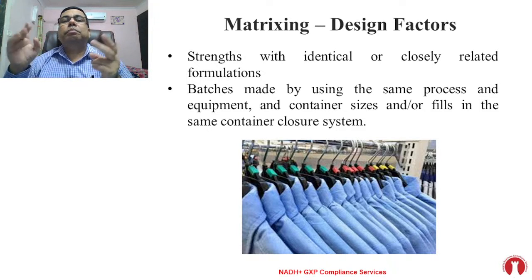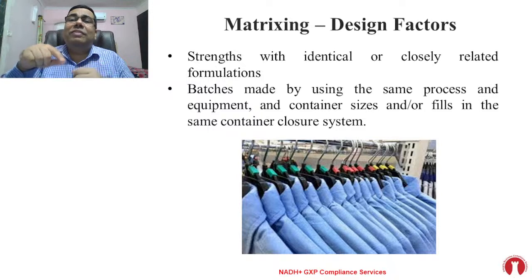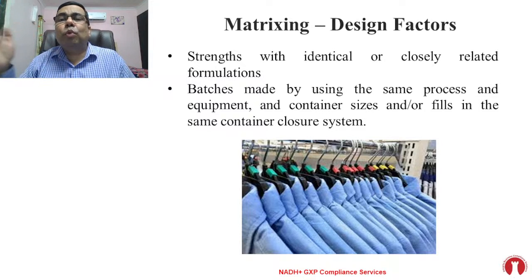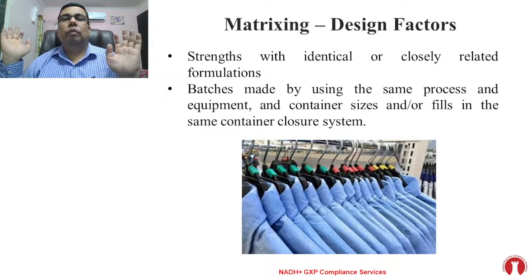Second is batches made by using the same process. Whatever the different batches are, they should be manufactured with the same process, same equipment, and packed in a similar container closure system, sizes or fills. Then only you will be able to apply the matrixing approach, right? Hope everyone is clear with this. Very clear message, and my voice is also very clear. Words are very clear, right?